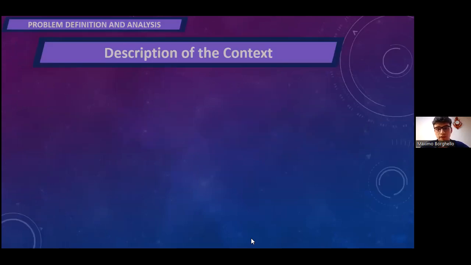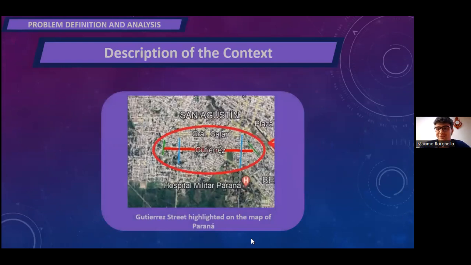Problem definition and analysis. Description of the context. Where is Gutierrez Street? Gutierrez Street is in Paraná, but where? Gutierrez Street is in San Agustin neighborhood. It's an important road from San Agustin neighborhood. It's in the western part of the city and runs from Los Talas to Emilio Carafa, which are marked in green in the picture. Also, we can say that the route is quite busy during the day.